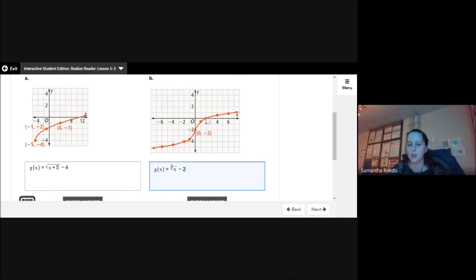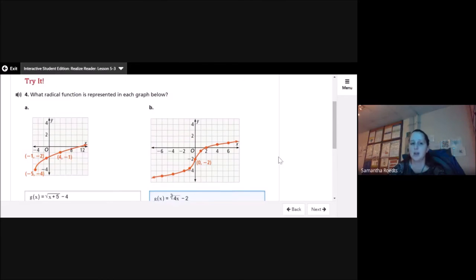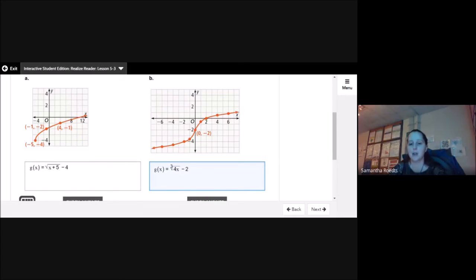So what times 2 would give me 8? 4 gives me 8. 4 times 2 is 8. The cube root of 8 is 2. 2 minus 2 does give me 0. So sometimes it's guess and check to actually figure out what goes under the radical.